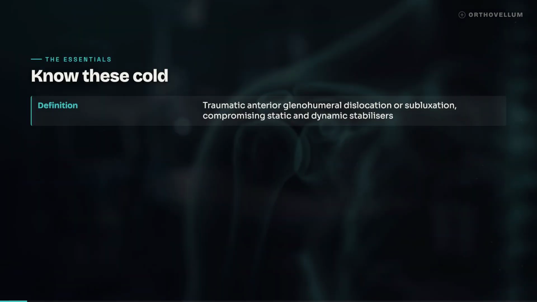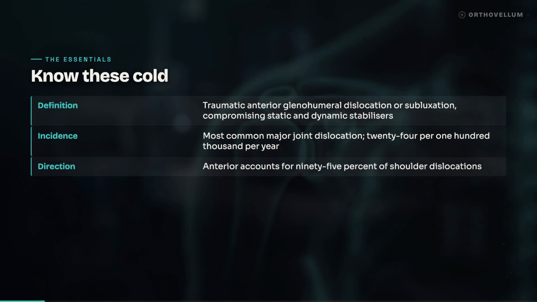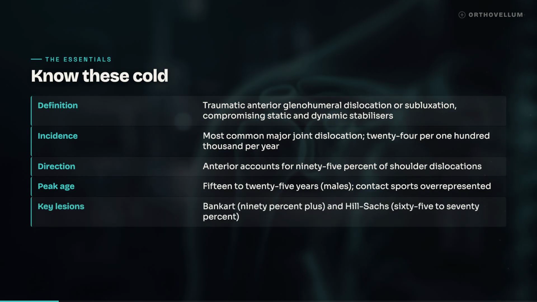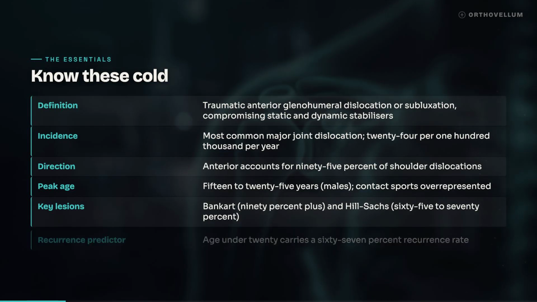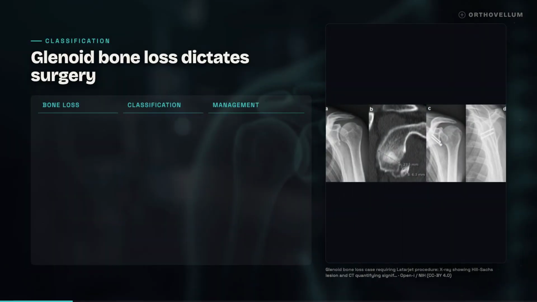Anterior shoulder instability is defined as a traumatic anterior glenohumeral dislocation or subluxation that compromises both the static and dynamic stabilizers. It is the most common major joint dislocation, with anterior directions accounting for 95% of cases and peak incidence between 15 and 25 years of age. The essential lesions to recognize are the Bankart labral tear and the Hill-Sachs compression fracture, and age under 20 carries a 67% recurrence rate. The amount of glenoid bone loss directly dictates surgical management.